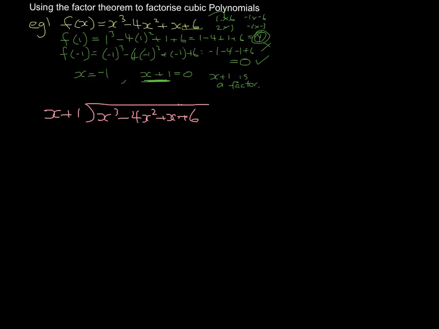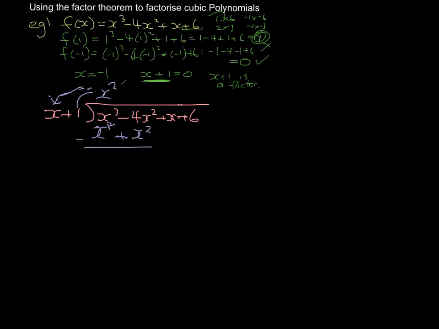First step that we want to do is we'll take this x cubed out the front and we'll divide that by the x out the front. So x cubed divided by x is x squared. And then we multiply back. So x squared multiplied by the x out the front gives us x cubed. And then the x squared times by 1 gives us x squared plus x squared.